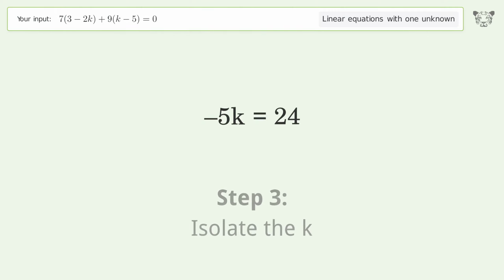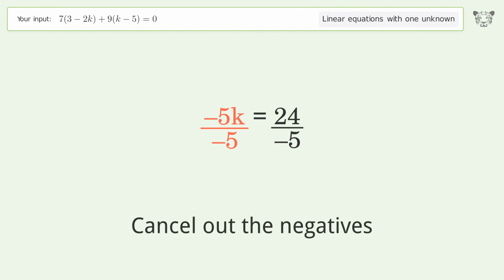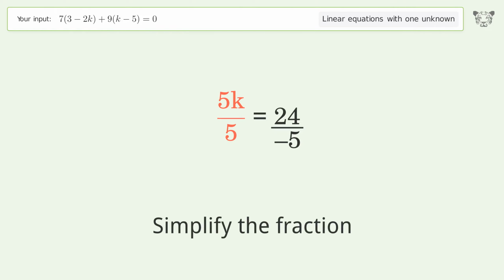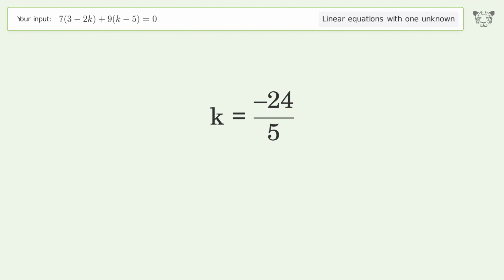Isolate the k. Divide both sides by -5. Cancel out the negatives. Simplify the fraction. Move the negative sign from the denominator to the numerator. And so the final result is k equals -24/5.